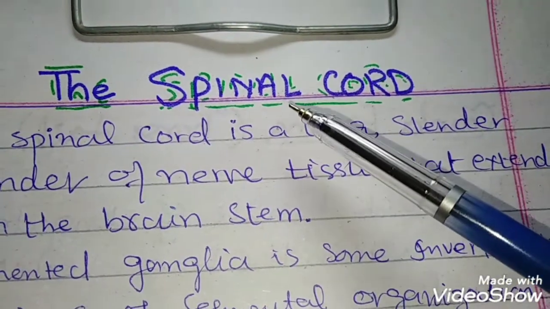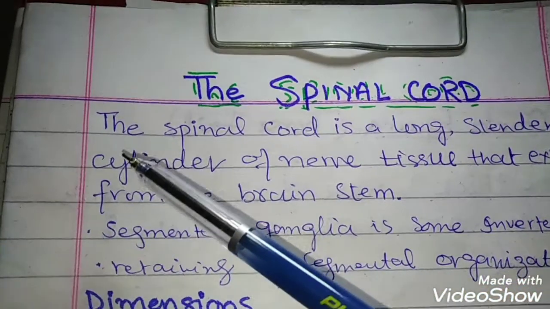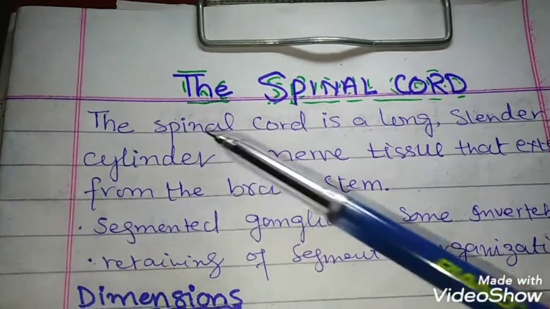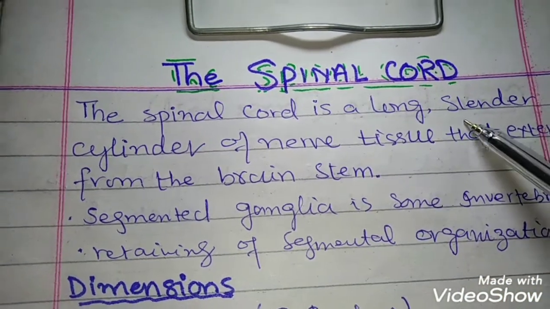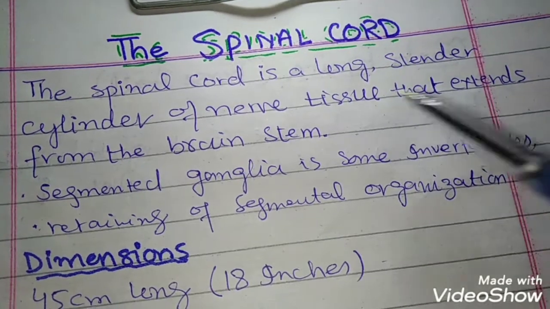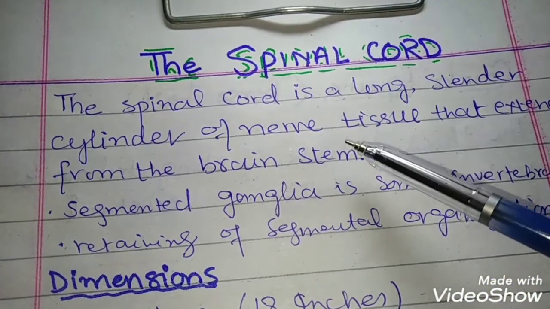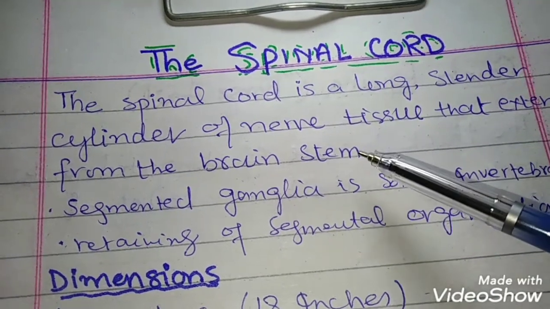In this video, we talk about the spinal cord. What is the spinal cord? The spinal cord is a long cylinder of nerve tissue that extends from the brainstem. We can say that the spinal cord is the extension of the brain.